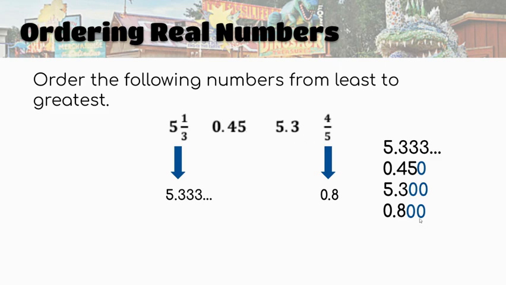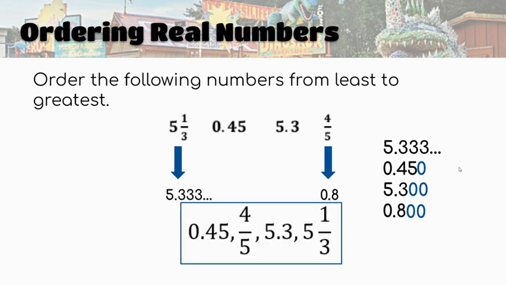Then we have 4/5, which is 0.8. And then now I'm looking at my 2 5s. Well, this one is 5 and 300 thousandths, whereas this is 5 and 333 thousandths. So 5.3 is less than 5 and 1/3.